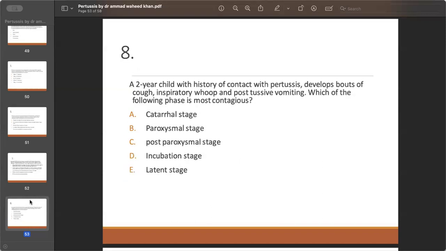Question number eight. A 2 year child with a history of contact with pertussis develops bouts of cough, inspiratory whoop, and post-tussive vomiting. Which of the following phases is most contagious? Option A is catarrhal stage, B is paroxysmal stage, C is post-paroxysmal stage, D is incubation stage, and E is latent stage. B. C is the right answer.